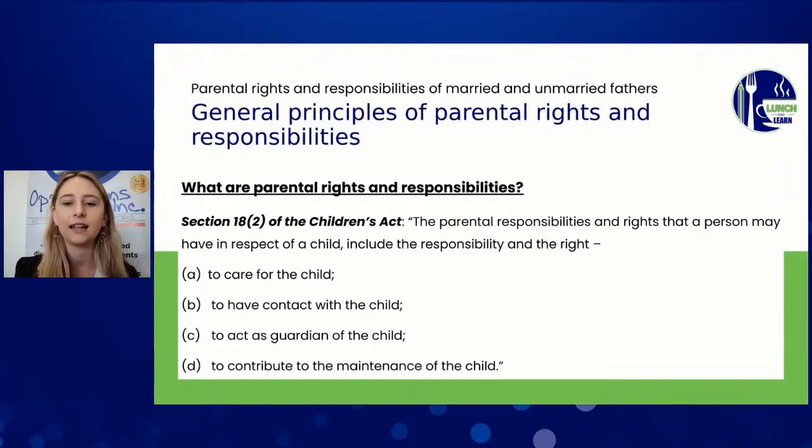So it reads that the parental responsibilities and rights that a person may have in respect of a child include the responsibility and the right, (a) to care for the child, (b) to have contact with the child, (c) to act as a guardian of the child, and (d) to contribute to the maintenance of the child. So those are the 4 core parental responsibilities and rights that a parent has in respect of their child.